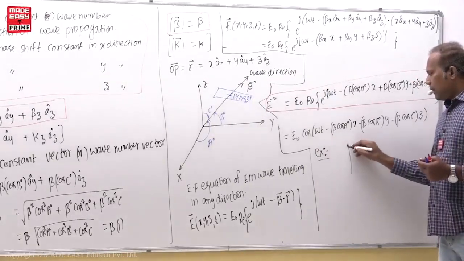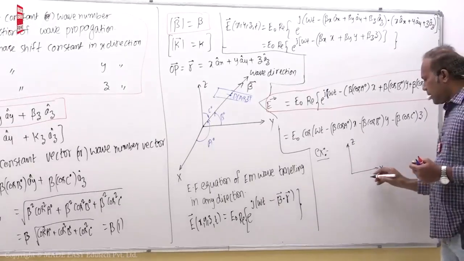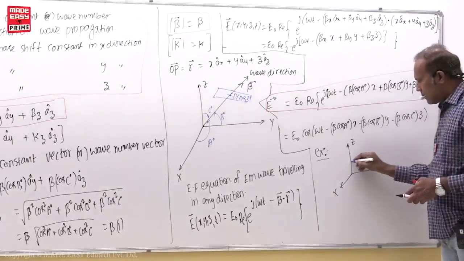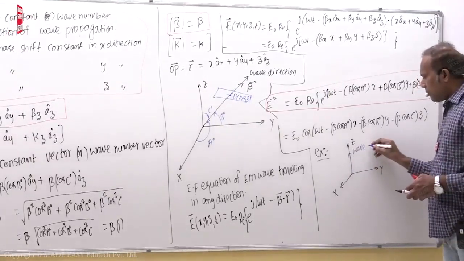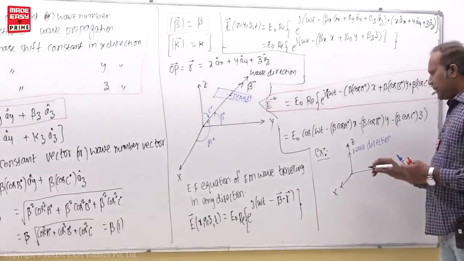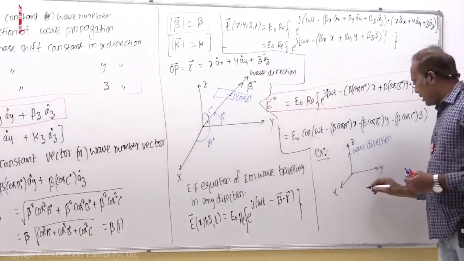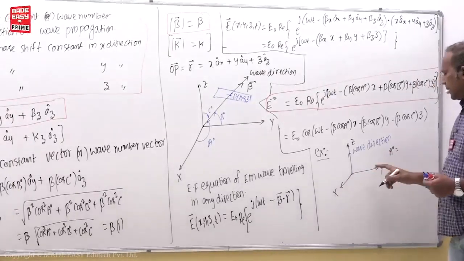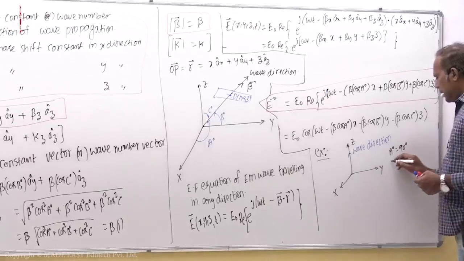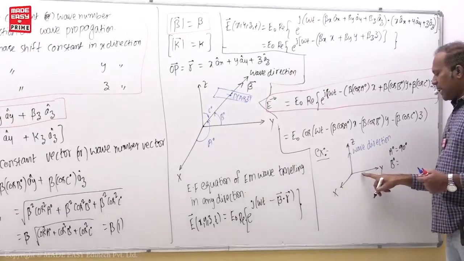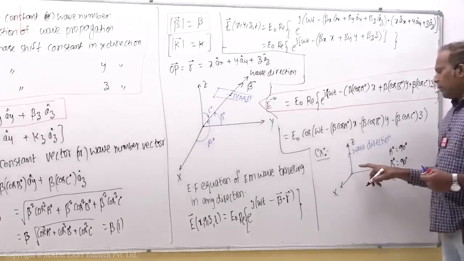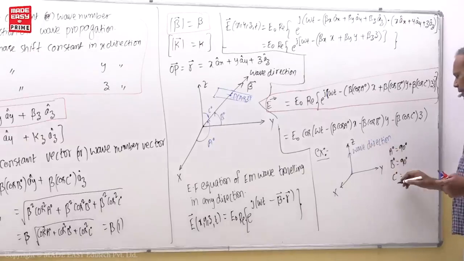If the wave travels in the z direction, with y and x as the other axes, what happens? Here A becomes 90 degrees. A means the angle between the x axis and the wave propagation direction, that is 90 degrees. B means the angle between the y axis and the wave propagation direction, that is also 90 degrees. Then C means the angle between the z axis and the wave propagation direction. It is traveling in the z direction only, so it is 0.